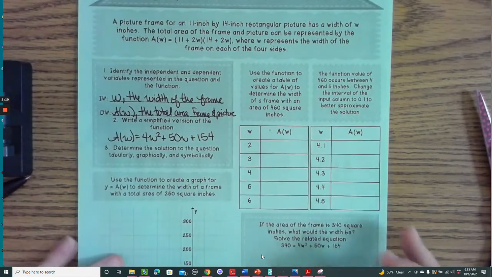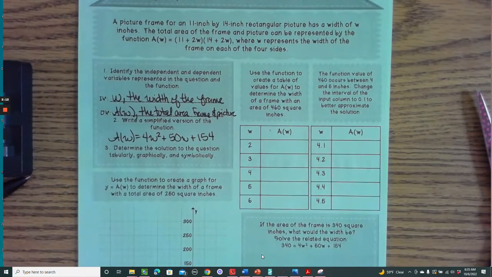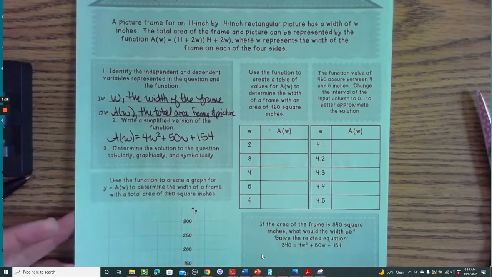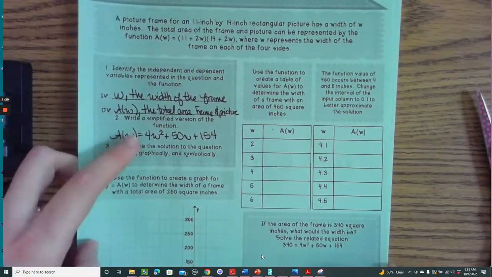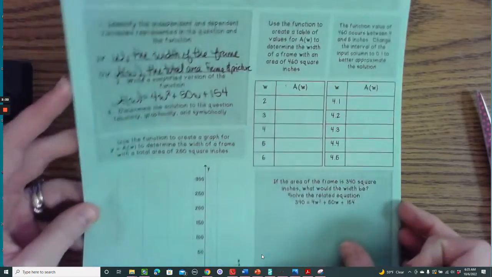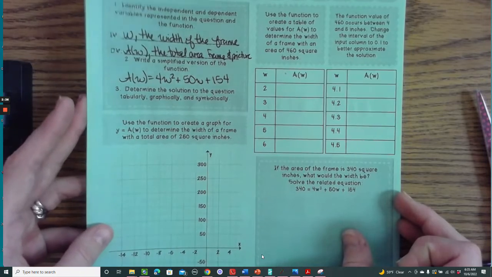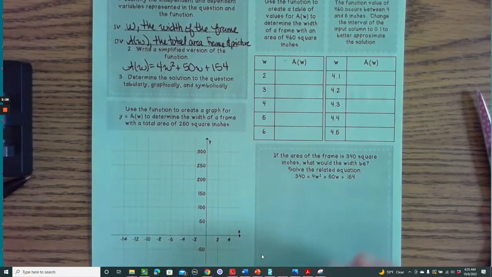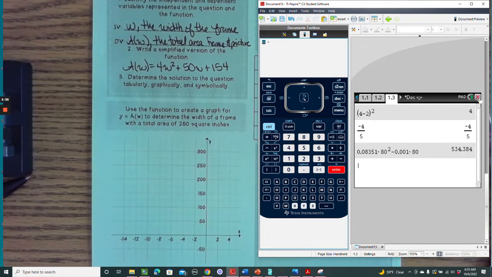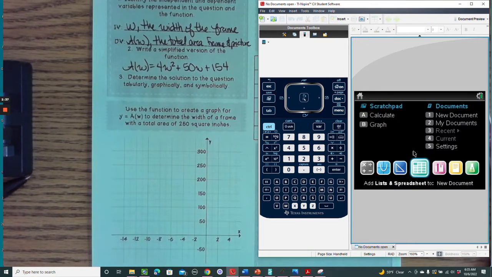All right, number 3, determine the solution to the question tabularly, graphically, and symbolically. So we're going to use the function to create a graph for our function here to determine the width of a frame with a total area of 250 square inches. So what we're going to do is we're going to graph this. The easiest way to graph a function like this is to get some points you can use.